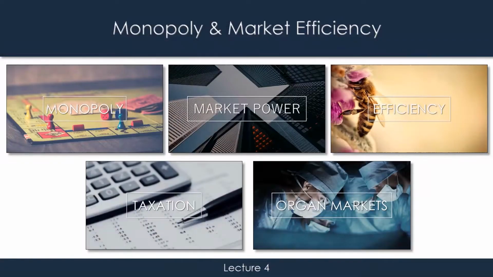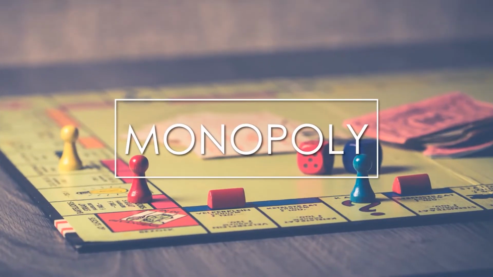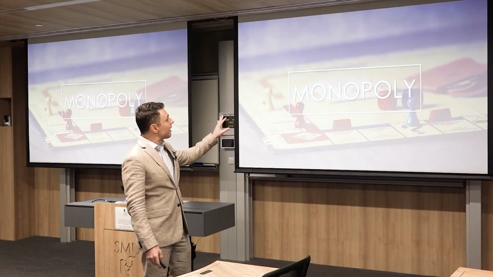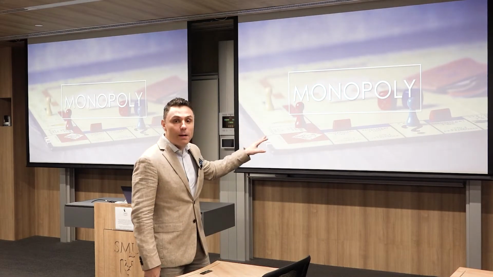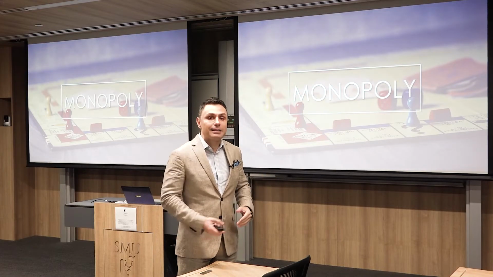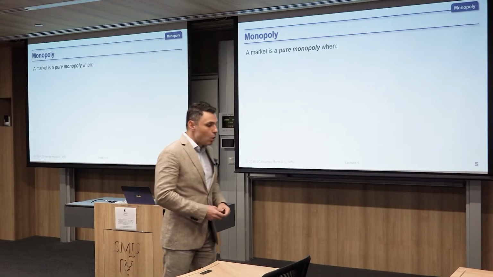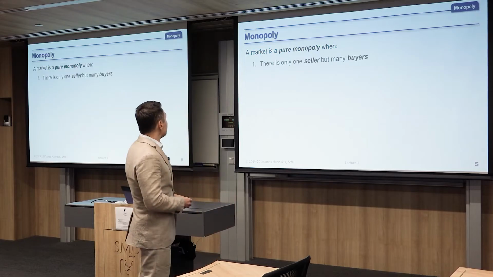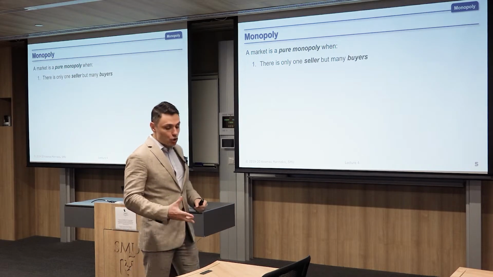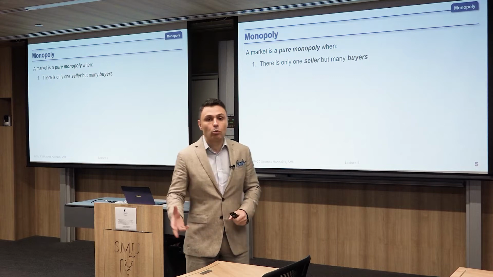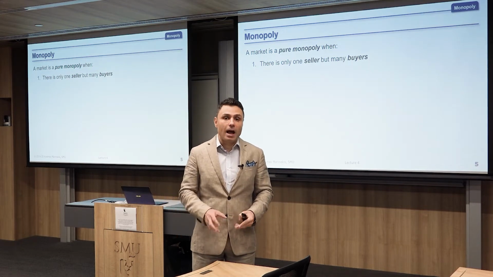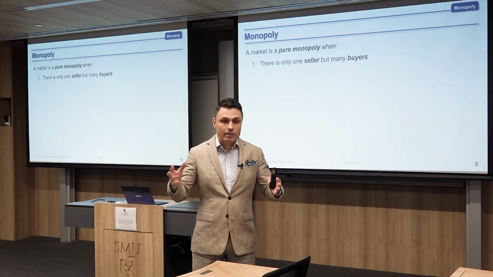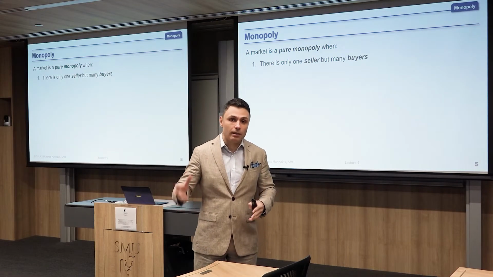So let's get started with analyzing monopoly, not the game that is in the photo, but the market structure that is the monopoly. A monopoly is a market in which some specific assumptions hold. There is only one seller, but many buyers. Contrary to perfect competition, where we have many sellers, here we have a single seller. You will see that just these assumptions make a great deal of difference with respect to perfect competition.